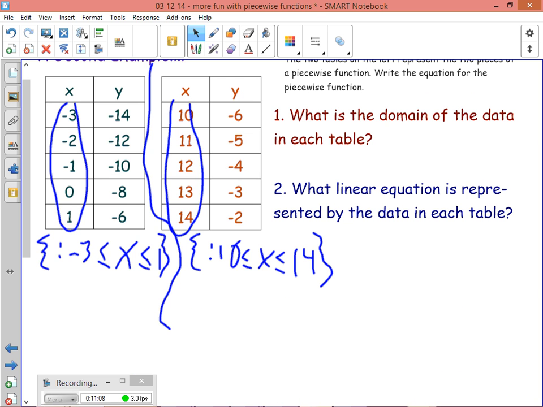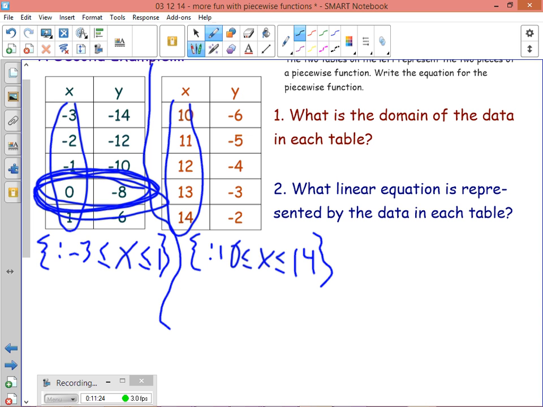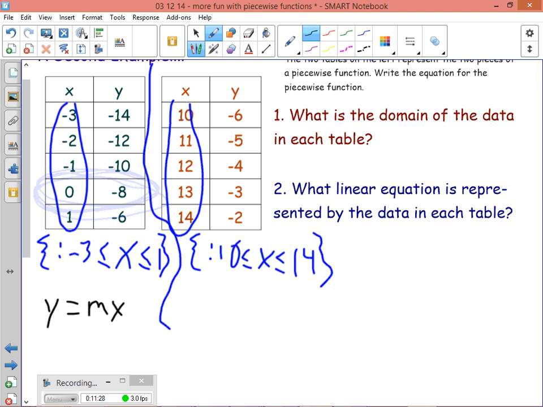And so to find the equation here, I'm going to do the exact same thing I did before, and I'm going to get lucky again. Notice my y-intercept is when x is equal to 0. I know what my y value is when x is equal to 0, so that's my y-intercept. So I have y equals mx plus b, but I know my y-intercept is negative 8, so y equals mx minus 8. Now all I have to do is find my slope.